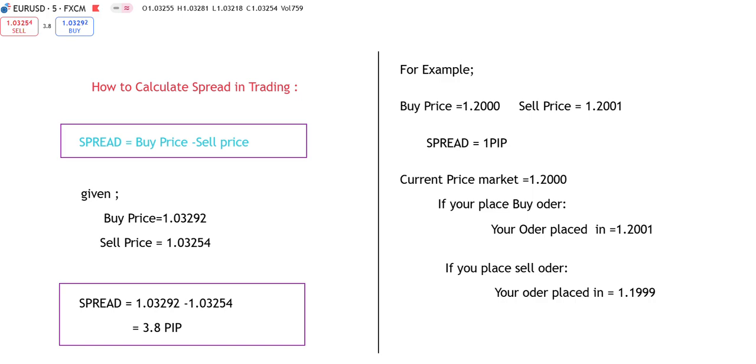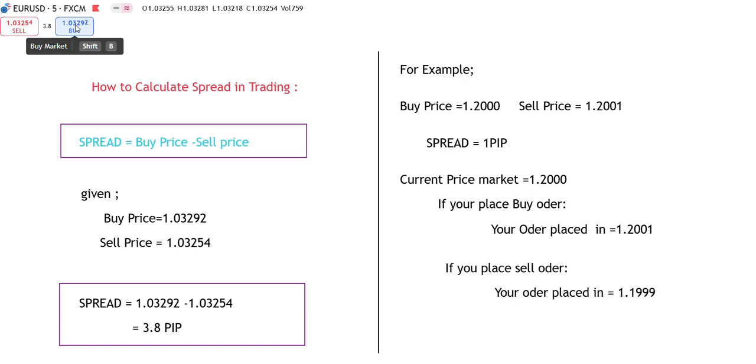Let me show how to calculate spread. There is a formula for calculating the spread. Spread is equal to buying price minus selling price. What is the buying price? You can see in the video. The buying price is 1.03292, and what is the selling price? 1.03254. Spread is equal to buy price minus selling price, and you can get the answer.